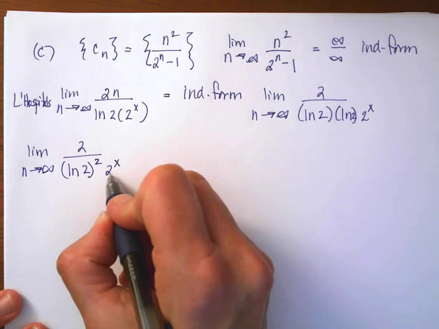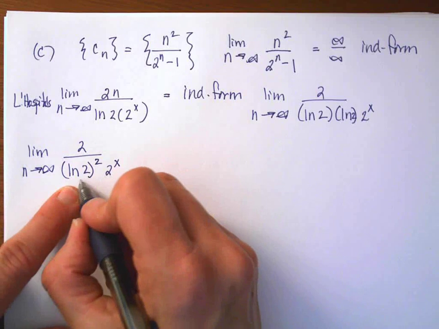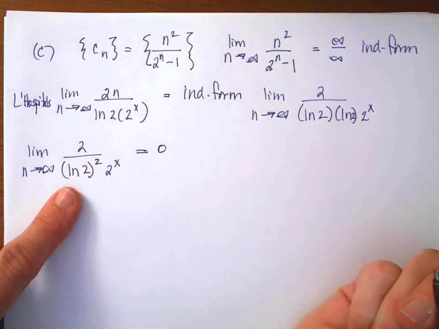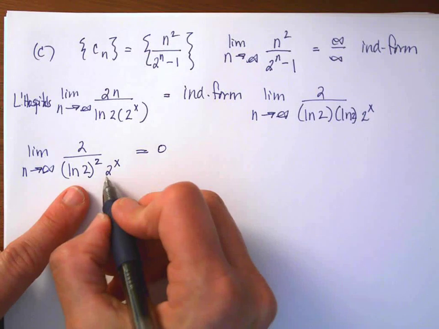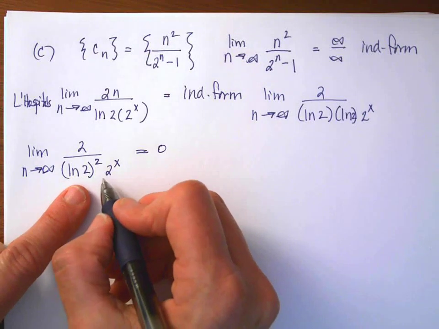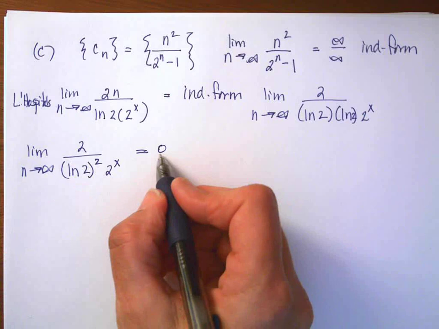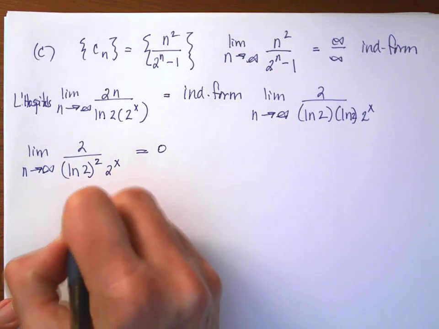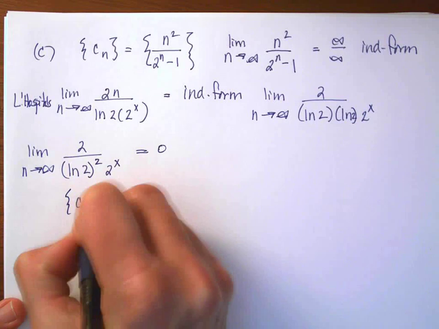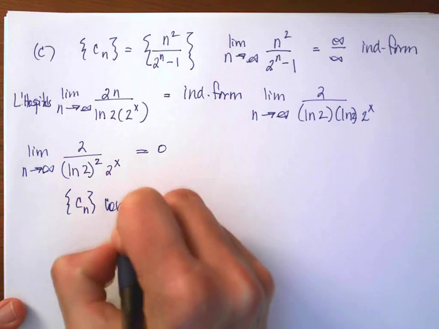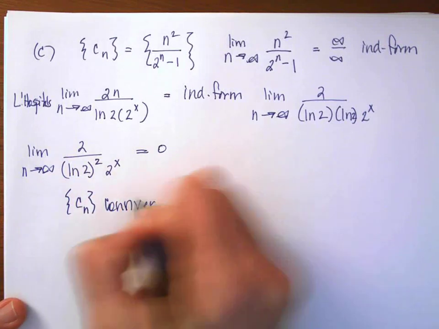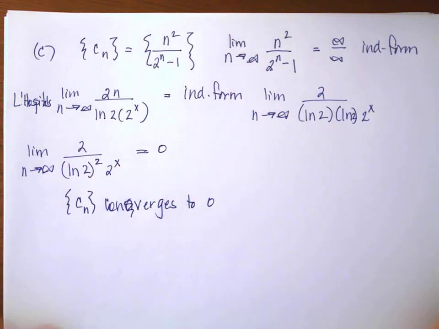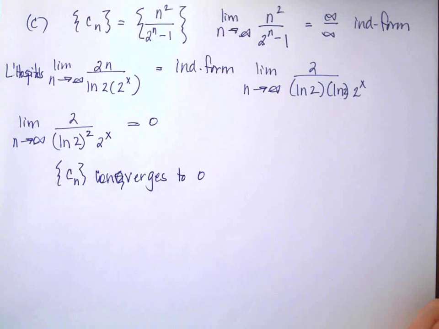Well, this is going to grow larger and larger and larger. This guy's just a constant, so we kind of don't care. That means that it's going to approach 0, because as the denominator gets infinitely bigger, it's going to converge to 0. So then we would say that the sequence c sub n converges to 0.